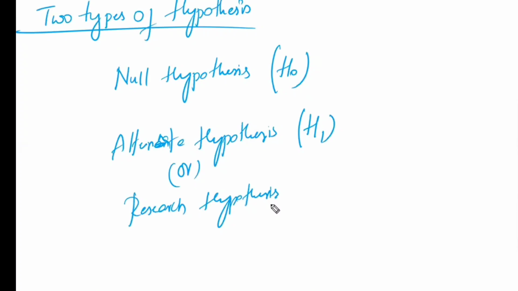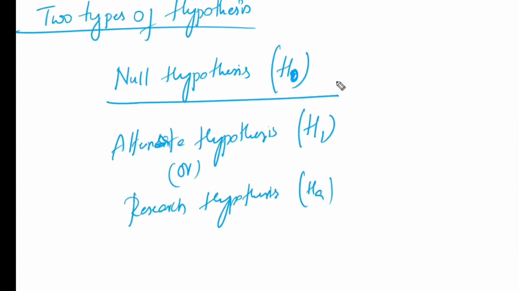We are having 2 types of hypothesis. One is called null and one is called alternate. The alternate hypothesis can be denoted by H1 or HA. Both of them are okay. In some textbooks, HA will be there, in some textbooks, H1 will be there. But the null hypothesis is always H0. This is fixed. We can't change this one. Only one option we are having, H0.